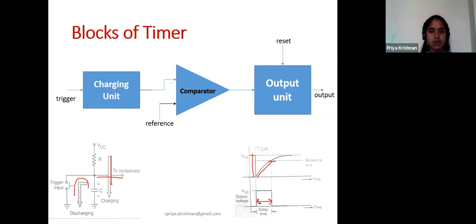So we have very simple blocks present in this. One is the charging unit, the other portion is the comparator portion, and the other portion is the output portion. These three blocks are indicated only for a simple understanding of the timer. It helps us go into the complex circuit diagram of the timer. That's why the simple block is introduced here. I'll move to the next slide.